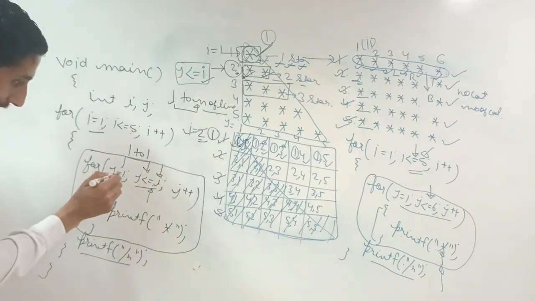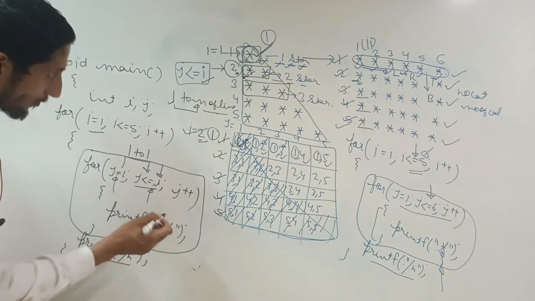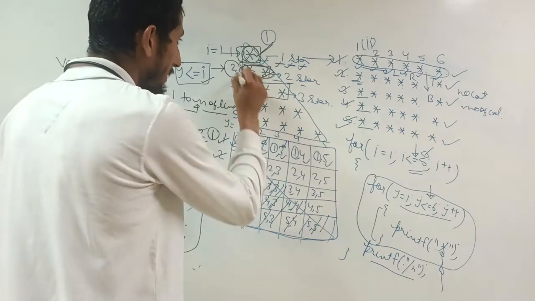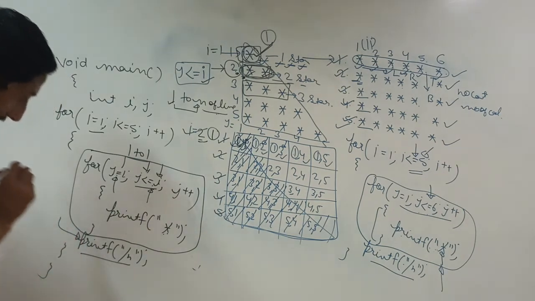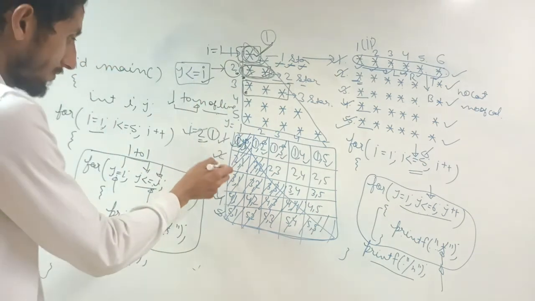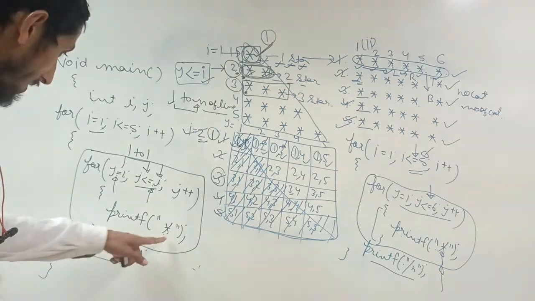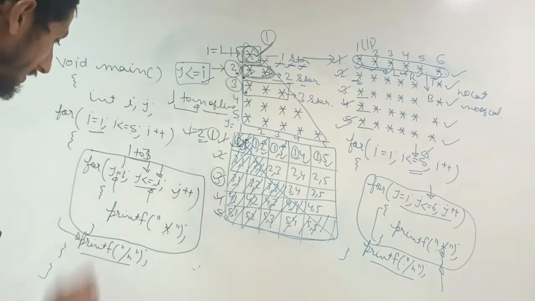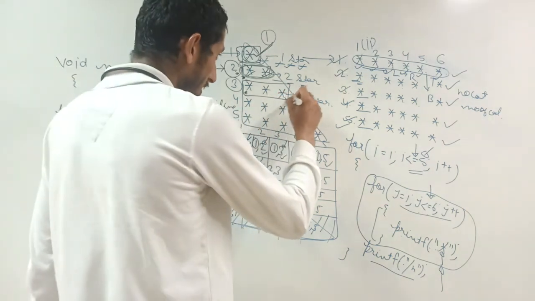Then the value of j becomes 1, it will print a star. The value of j becomes 2, it will print one more star. And there is no slash n, that's why these two stars will appear in the same line. Then we move the cursor to the next line with slash n. Then the value of i becomes 3, and it will print 3 stars because j will start from 1 and go till 3. It means it will iterate 3 times and give me 3 stars.